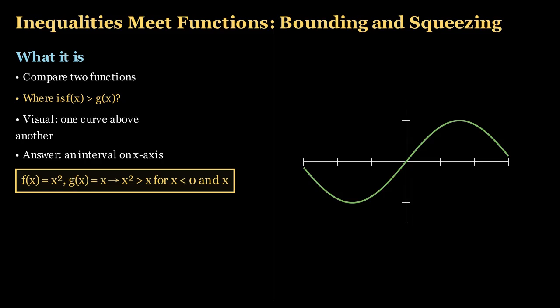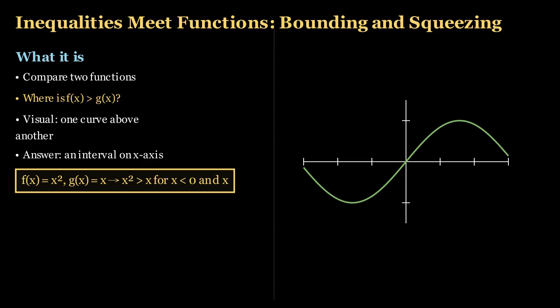Picture two curves drawn on the same graph. The inequality is true wherever the f curve sits strictly above the g curve. The answer isn't a single number anymore, it's a whole range of x values, an interval on the x-axis, where that above condition holds. We're finding the stretch of ground where one function dominates the other.